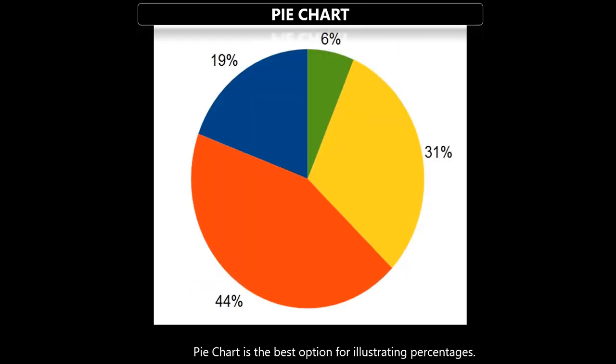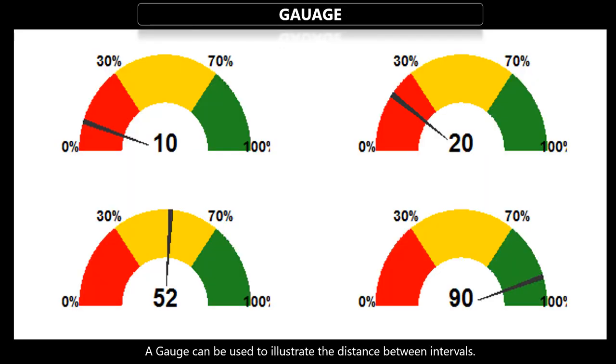A pie chart is the best option for illustrating percentages because it shows each element as part of a whole. So if your data explains a breakdown in percentages, a pie chart will present the pieces in the proper proportions. A gauge can be used to illustrate the distance between intervals. This can be presented as a round clock-like gauge or a tube-type gauge resembling a liquid thermometer. Multiple gauges can be shown next to each other to illustrate the difference between numerous intervals.